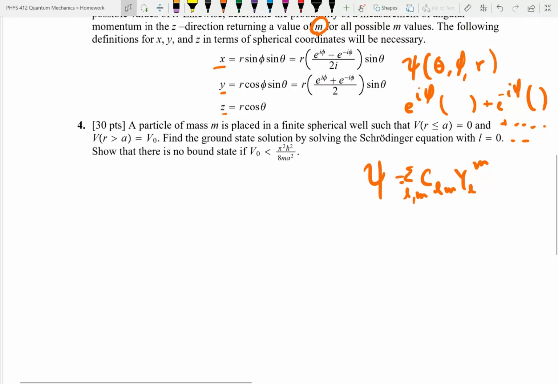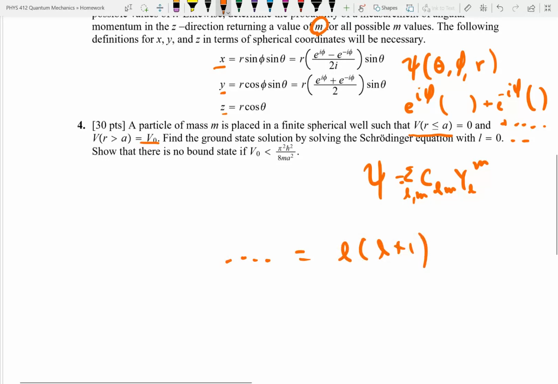Now, the reason I actually wanted to come here was because of this fourth one, the one that was 30 points. A particle of mass m is placed in a finite spherical well such that V for r less than a, inside the well, is 0, and V for r greater than a is V0. Find the ground state solution. So you're only looking for one solution, the ground state, by solving the Schrödinger equation with L equals 0. Now remember, the Schrödinger equation, we had blah, blah, blah equals L times L plus 1.